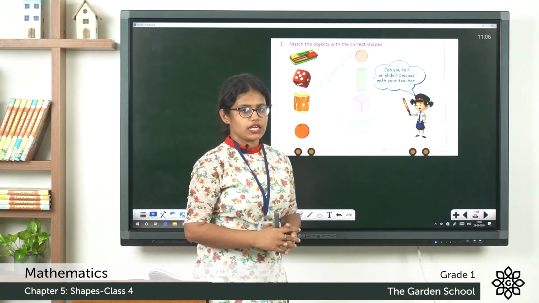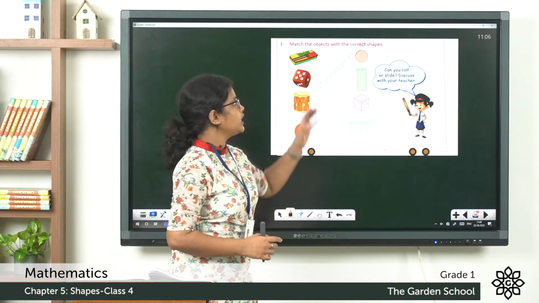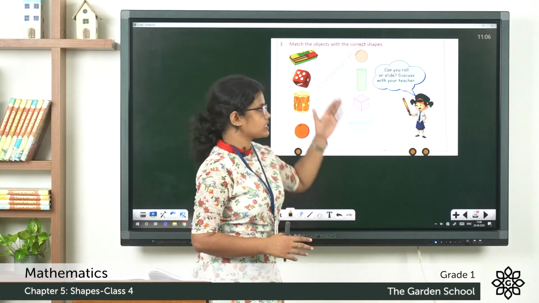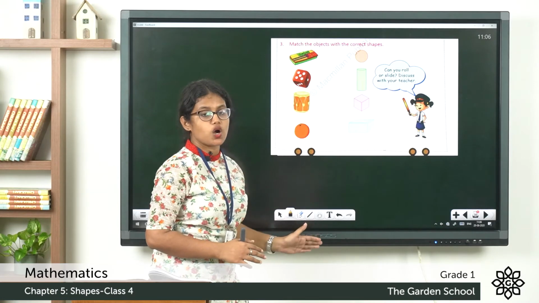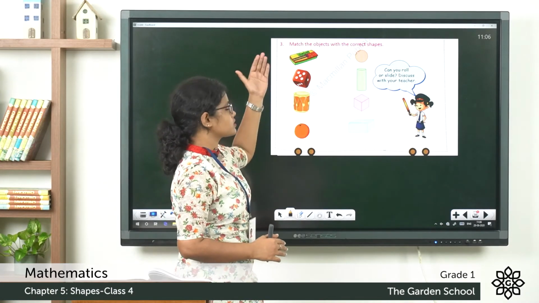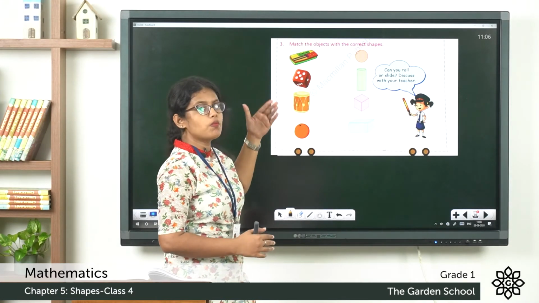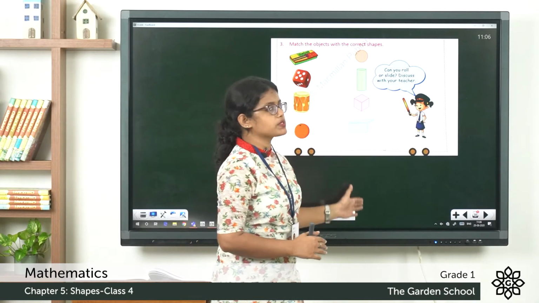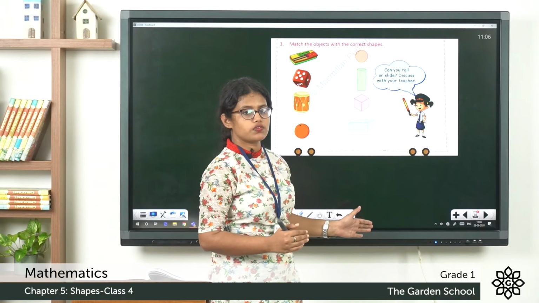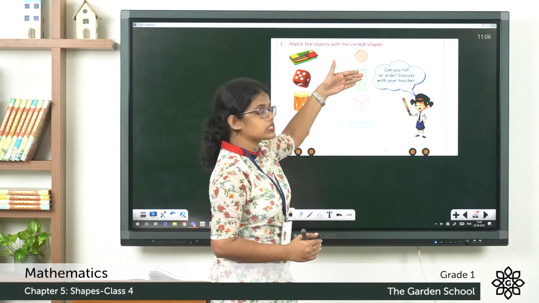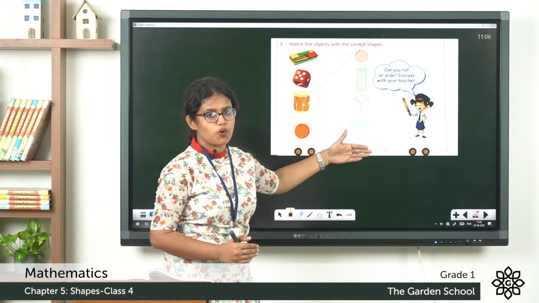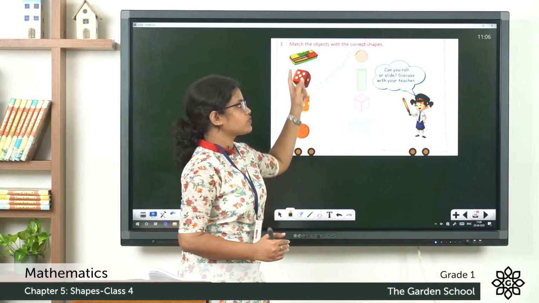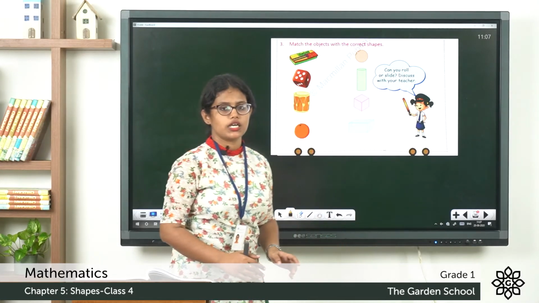Coming to the next exercise, what you have to do is, you have to match the object. You can see on the one side, different objects are there. Box, dice, drum, orange. And on the next side, you can see different shapes are there. Can you see which are the different shapes? Circle, cylinder, cube, cuboid. And what you have to do? You have to match the object with its shape.